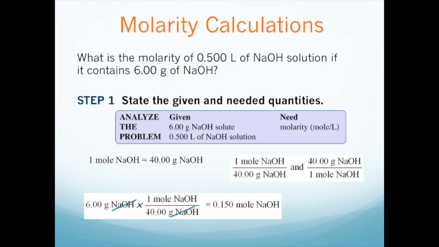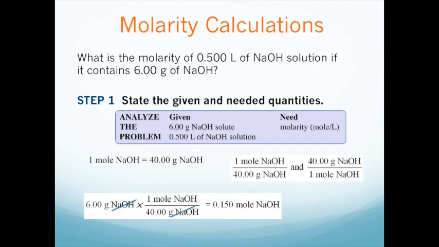So the first example we're going to talk about today: what is the molarity of a 0.5 liter solution of sodium hydroxide if it contains 6 grams of sodium hydroxide? The way that we go about solving a problem like this is we always start by stating our given and needed quantities. So we are given that we have 6 grams of sodium hydroxide solute, and we have 0.5 liters of the solution. And we need to find the molarity, which has units of moles per liter.